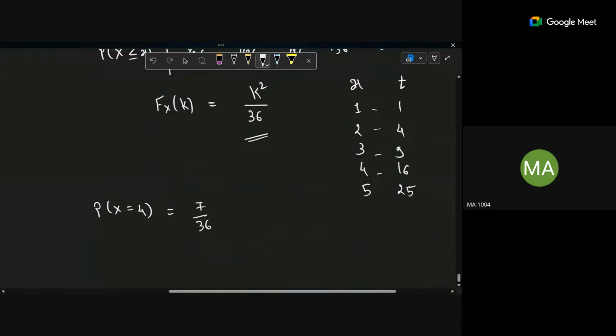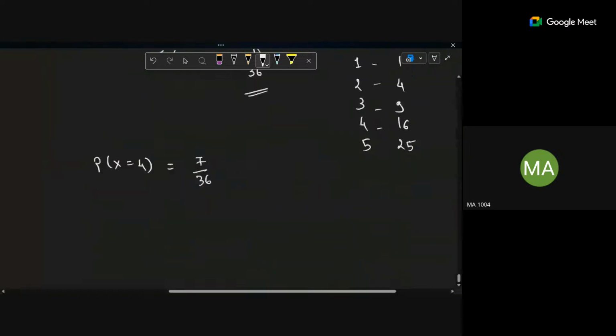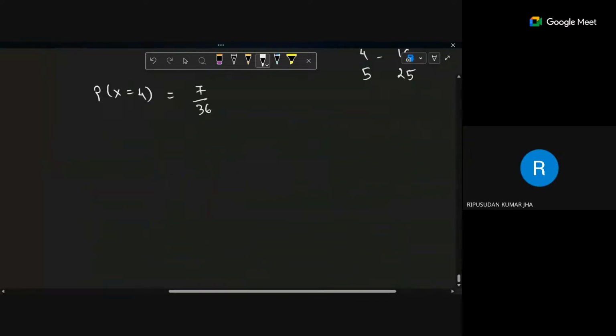What if you do not have this PMF table and they have given you directly the CDF table? Directly CDF is given to you and this particular row is missing from this table, then how will you check what's the probability for x is equal to 4? We can subtract.